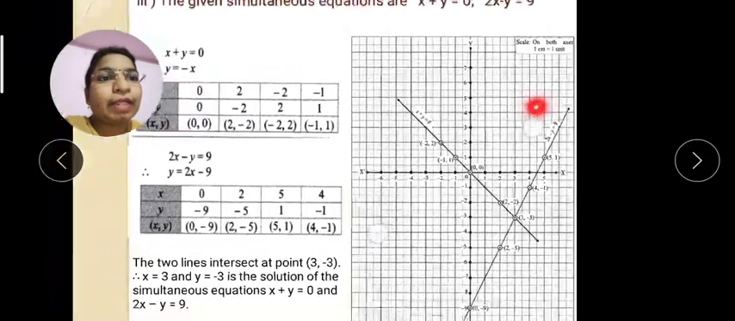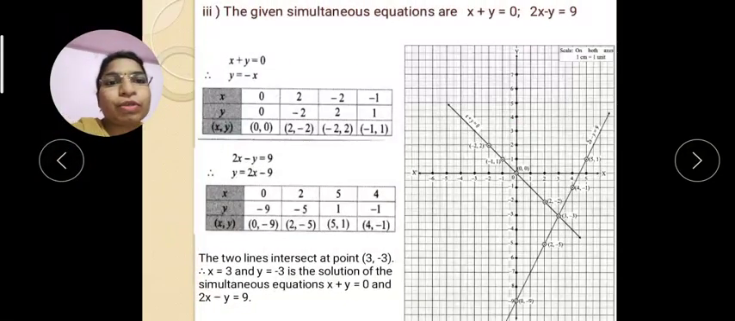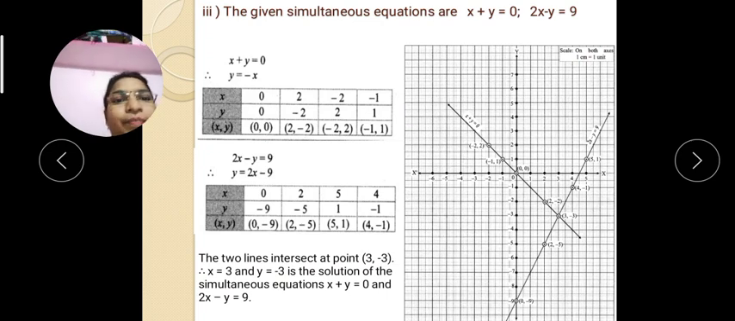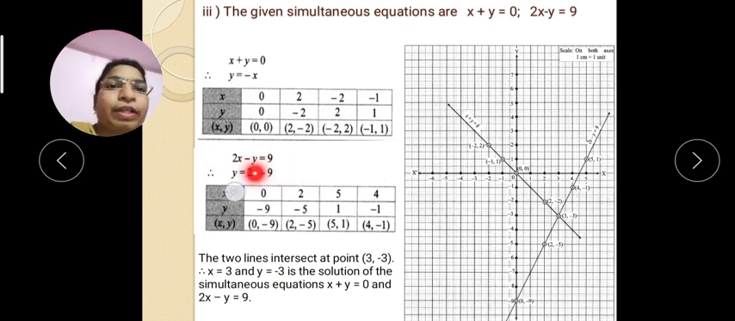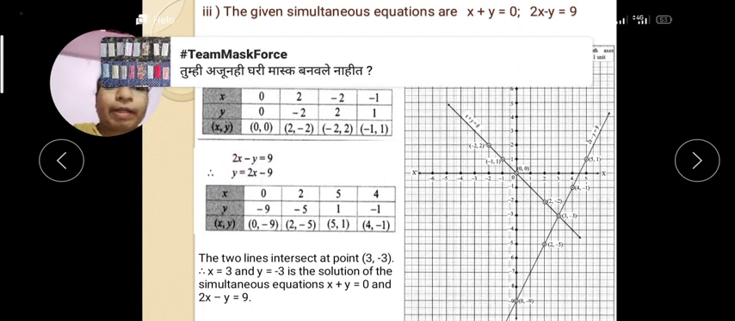Now similarly for the second equation, 2x minus y is equal to 9. After isolating, what will you get? Y is equal to 2x, and you have to shift it towards the right side. If you are observing here, minus y is there, so shift y to that side. What you will get is 2x minus 9 is equal to y. It means that y is equal to 2x minus 9.